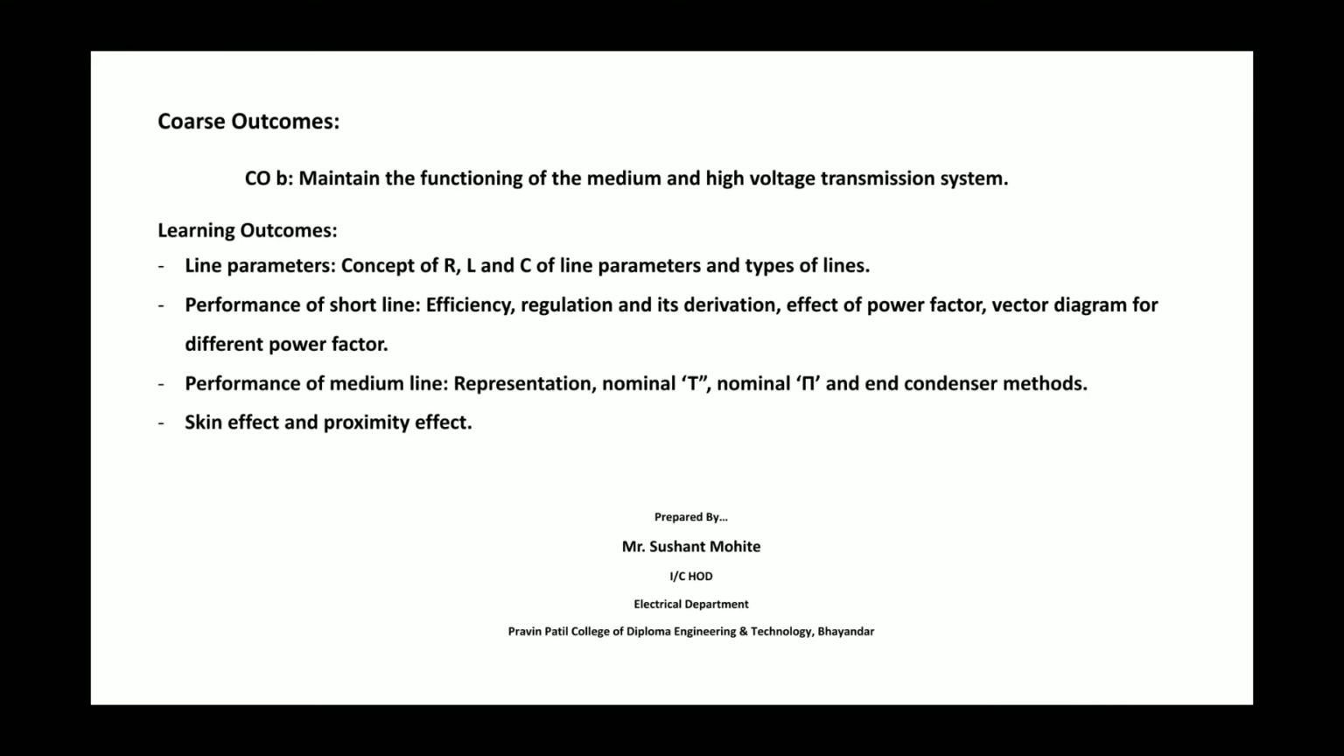The next is the course outcome of unit number 2, that is, maintain the functioning of the medium and high voltage transmission system. The next is the learning outcomes of unit number 2. The line parameters, the concept of R, L and C of line parameters and types of line. The next, performance of short line, the efficiency, regulation and its derivations, effect of power factor, vector diagram for different power factors. Then performance of medium line representations, nominal T, nominal pi and end condenser methods, and the last one is the skin effect and proximity effect.